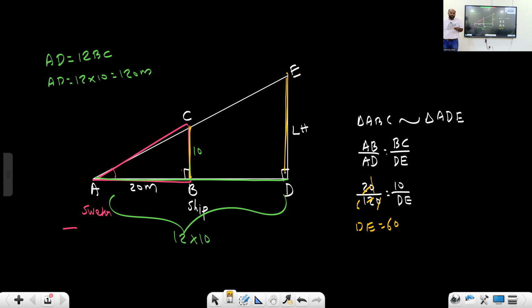Or question. What is the ratio of the distance between the shed and the top of the ship to the distance between the top of the ship and the lighthouse? Distance between the shed and the top of the ship. Distance between the top of the ship and the lighthouse. Next they are asking this to this one. So we can write this also here. That ratio also they are asking.